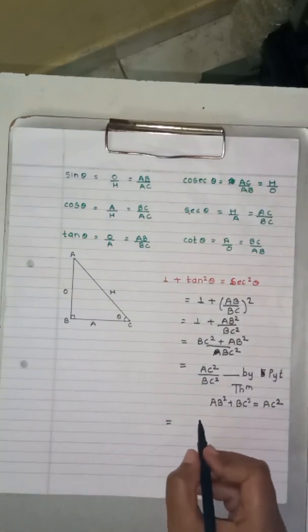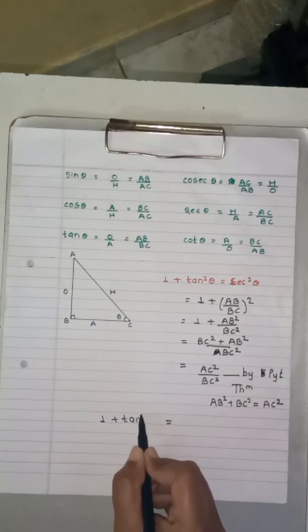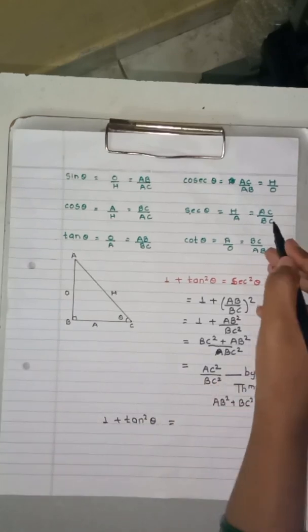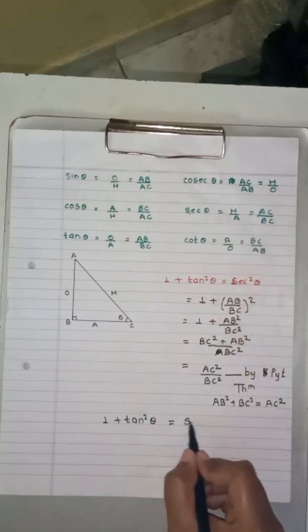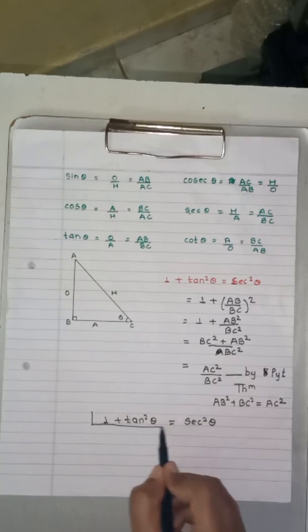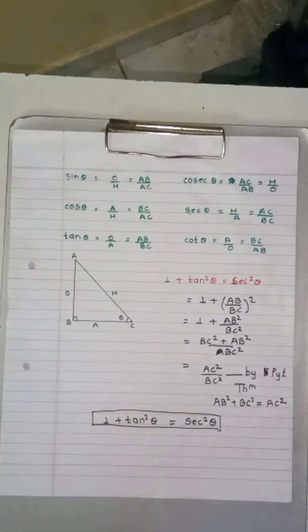Therefore you can directly write down here that 1 plus tan square theta is equal to, now what is the value of AC square upon BC square? That is sec square theta. In this way we have proved the second identity. Now let us move on towards the third identity.